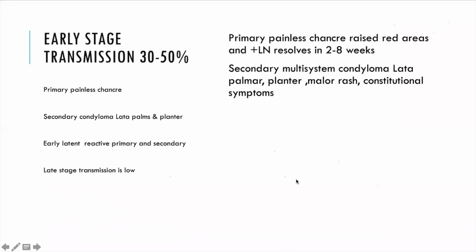Early stage transmission usually is 30 to 50%. Usually they have a primary painless chancre. Secondary, they have condyloma lata on the palms and soles. Early latent can be primary and secondary, or late stage transmission, and this is very low. In the primary they have a painless chancre, raised red areas, and it involves the lymph nodes, and usually it resolves after 2 to 8 weeks. In the secondary it is multisystem, condyloma lata, it affects the palms and the soles, they have malar rash and constitutional symptoms.